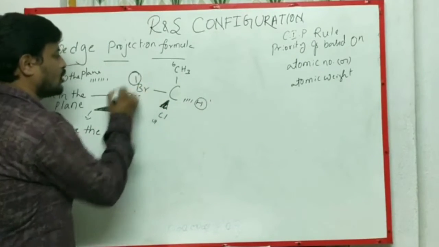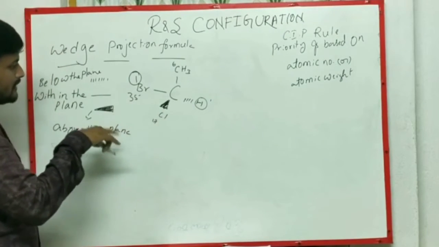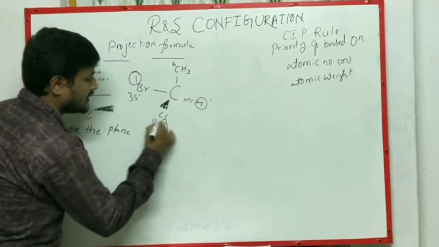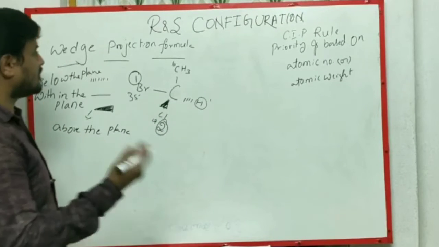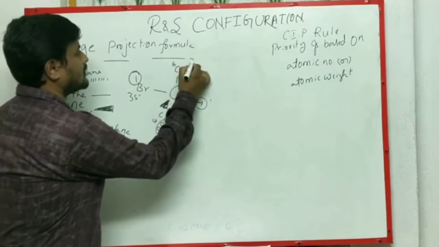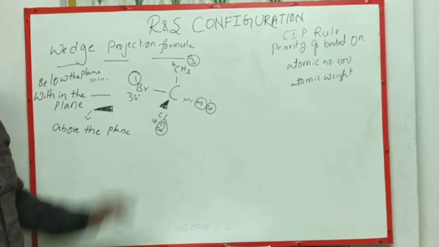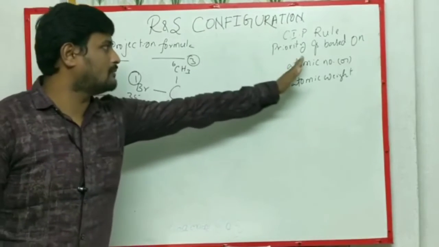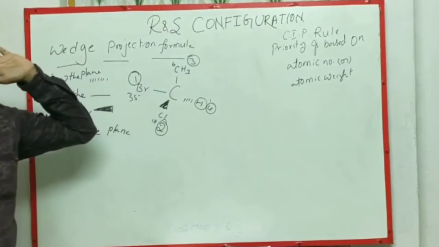Then the highest atomic number, bromine, gets the first priority. Then the second highest atomic number, chlorine, gets the second priority. Okay. And the third priority goes to this one, and then the fourth priority.